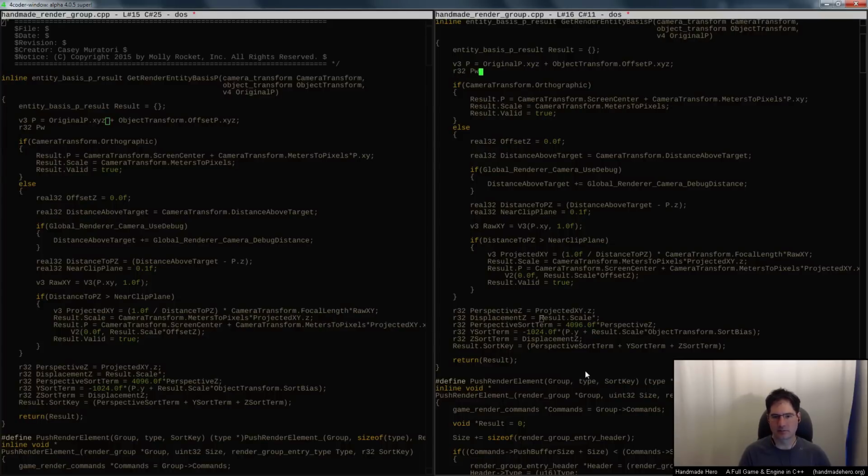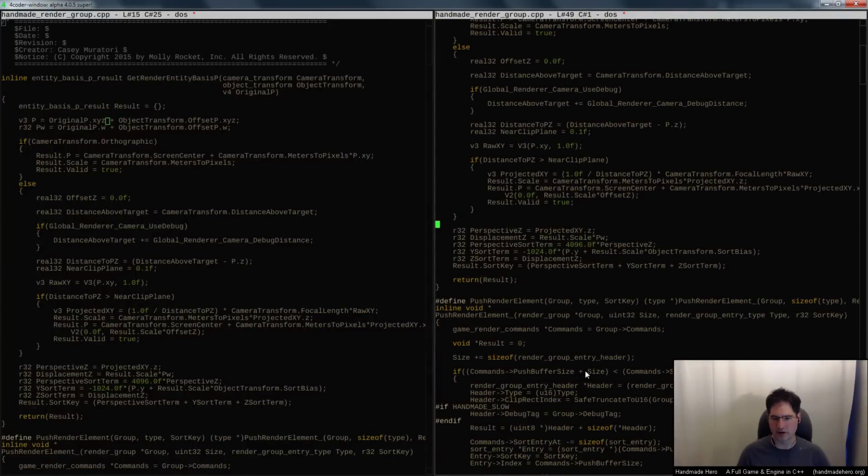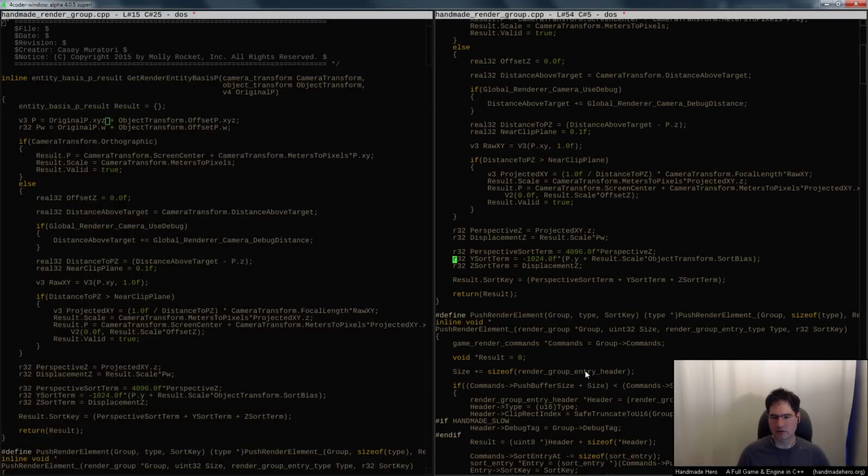I guess I'll do it this way. PW, since it's the W coordinate, is going to be that part. So we're kind of breaking it into two parts for purposes of this. So if we scale the resulting value by whatever we would have scaled for the transform, we'll get the displacement Z out of it. Then we have our perspective sort terms, like so. I'm sorry, our sort key made up of the perspective term, the Y term, the Z sort term. And I think that's really all there is to that, right?